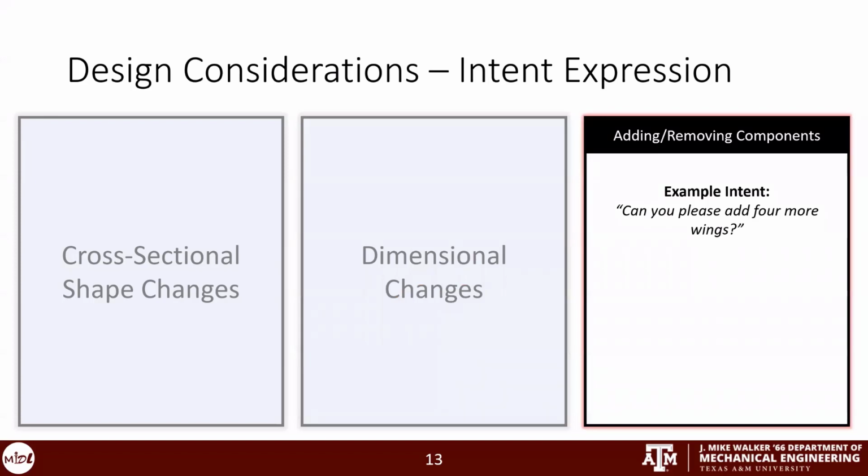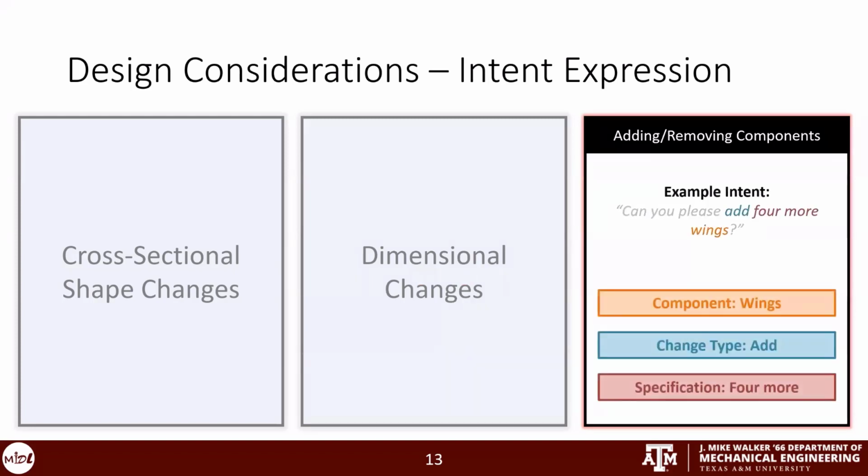Finally, an example intent for adding and removing components is to request the addition of more wings, where the component is the wings, the type of change requested is addition, and the specification is the number of wings to be added. If the user's commands don't fall under any of these transformations, the system makes no design modifications.